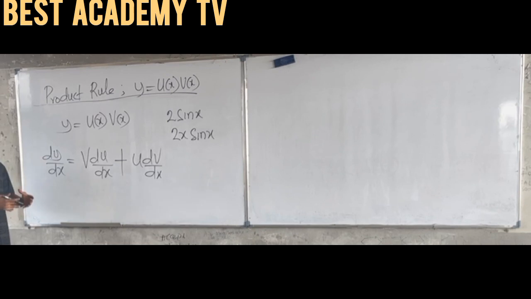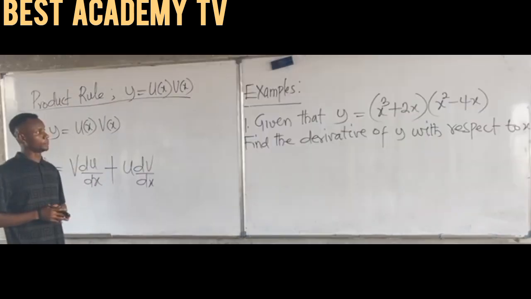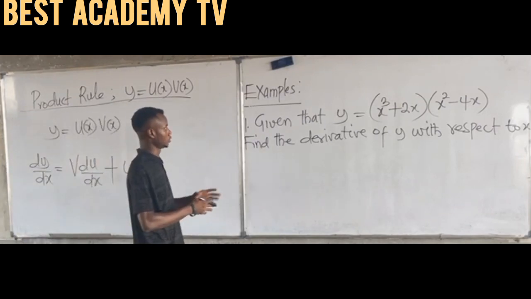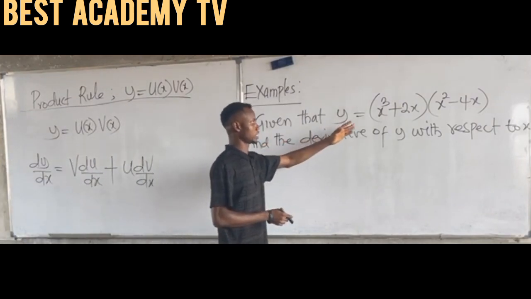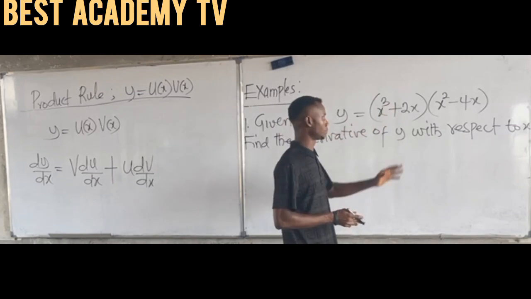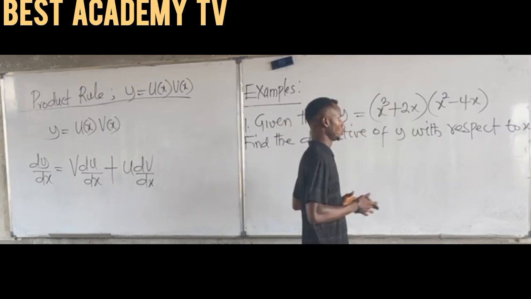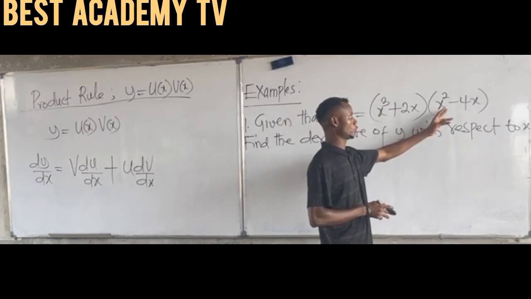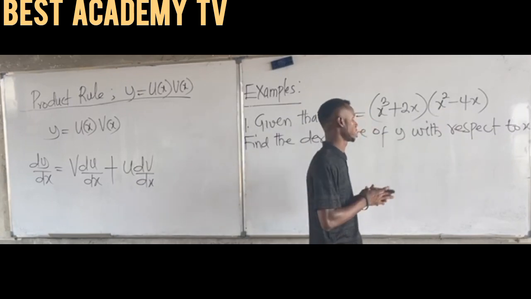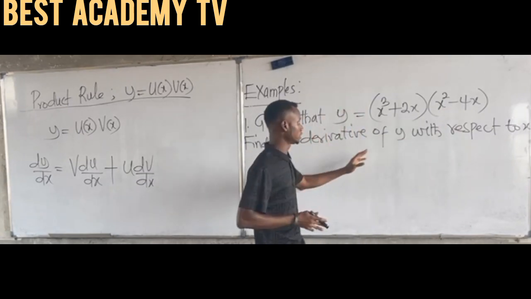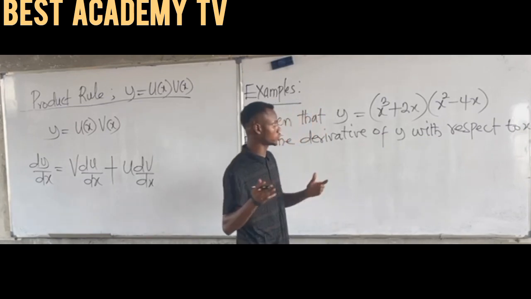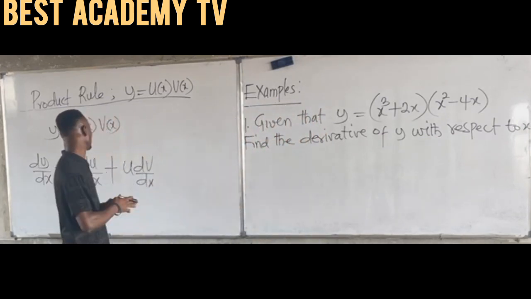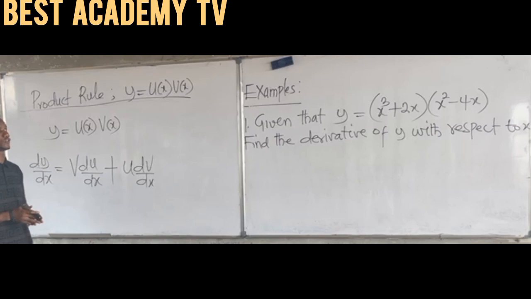So let's solve some questions in terms of the product rule. Let's take some examples. Number 1, given that y is equal to s of 3 plus 2s in closed brackets, times s squared minus 4s in closed brackets. Find the derivative of y with respect to s. Let's solve this question. It looks like the function u of s, v of s.